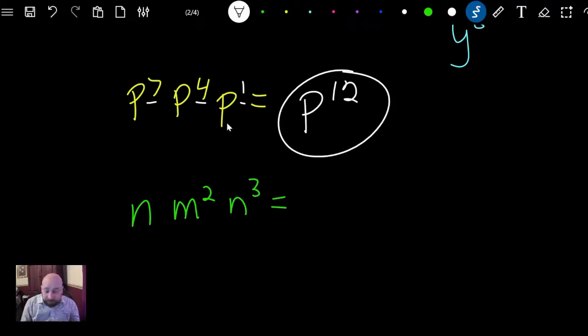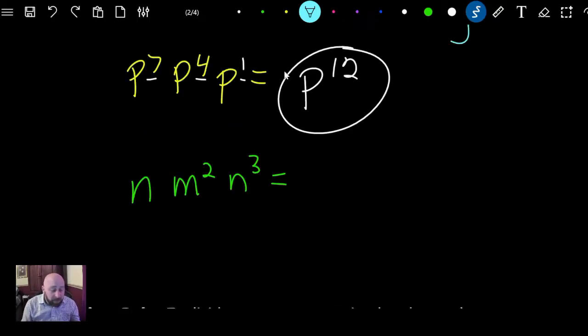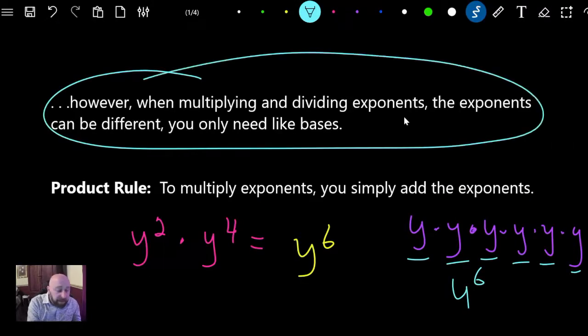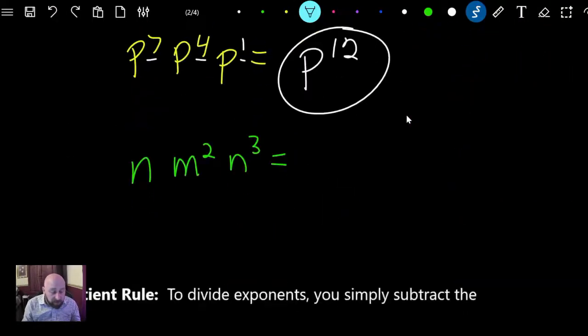All right, next. We have this one down here, and this one's kind of interesting, right? Because we kind of have a repeat, and we have different letters. So what's going on here? Well, let's go back to the explanation. When you are multiplying and dividing exponents, you do need like bases. So for example, right here, I have different bases: the n's are one base, and then the m is a different base. So I have two different bases going on here.